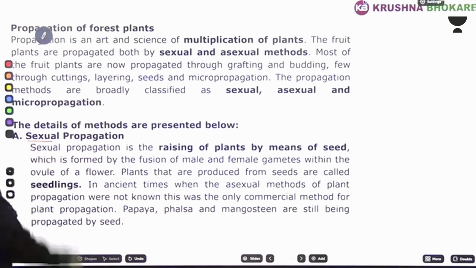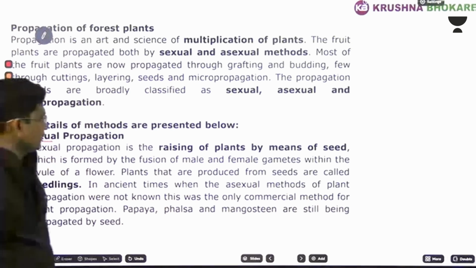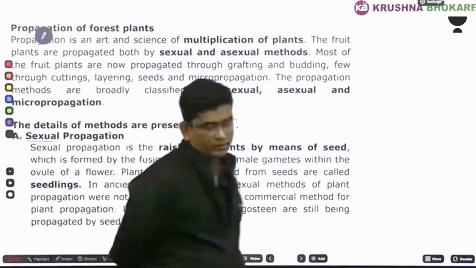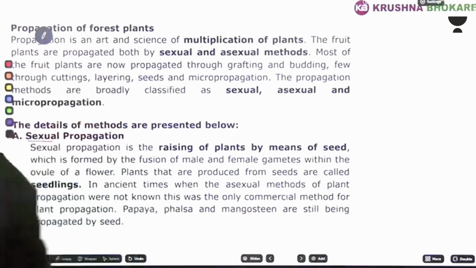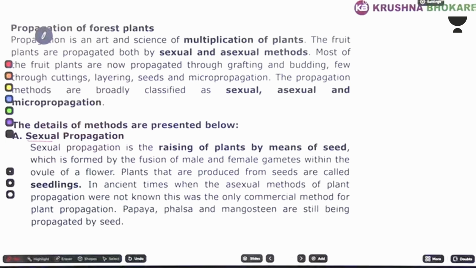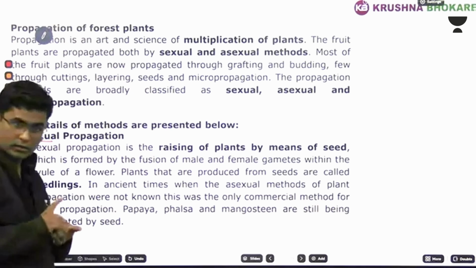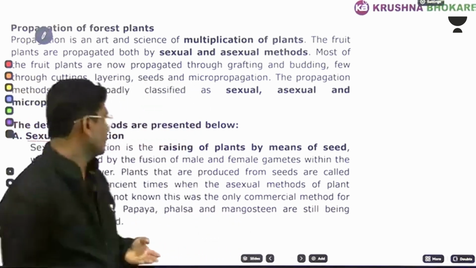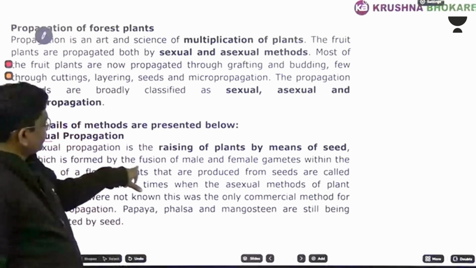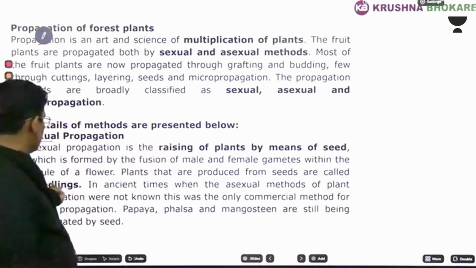Sexual propagation means raising plants by means of seeds. Why is it called sexual propagation? At the time of development of the seed, there is a fusion of male and female gametes, fertilization, zygote formation, and then seed formation. But in asexual reproduction, there is no such thing. We are producing plants with the help of leaves, roots, stems and other vegetative parts. That's why it is called sexual.